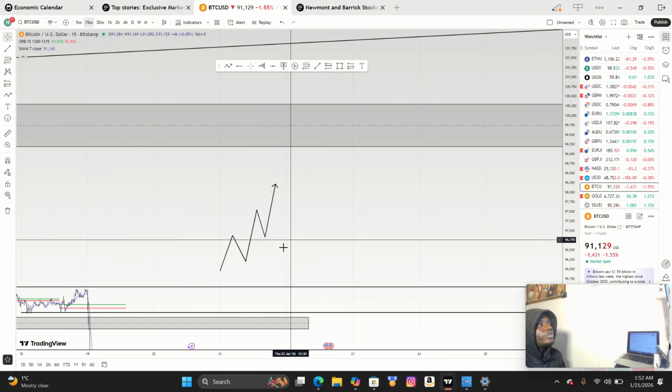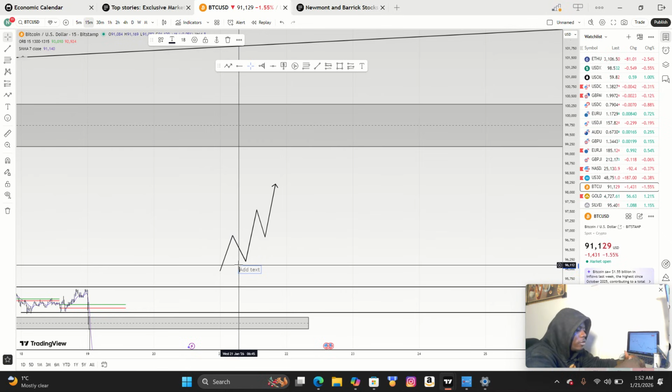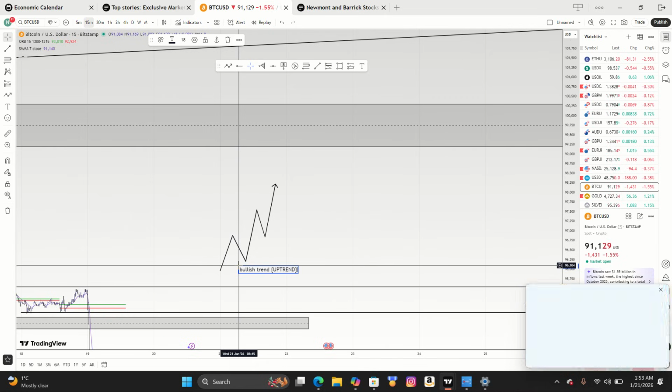Bullish trend, also called an uptrend. So this is a typical example of what I mean by bullish trend and an uptrend. So that is when you know when to get in. That's when you try to get the direction of the market.